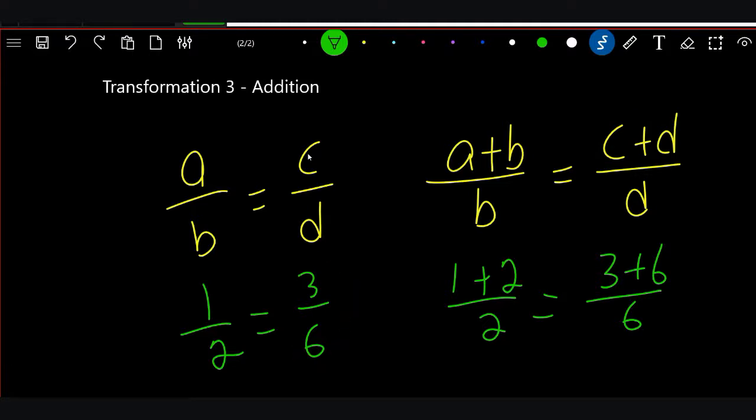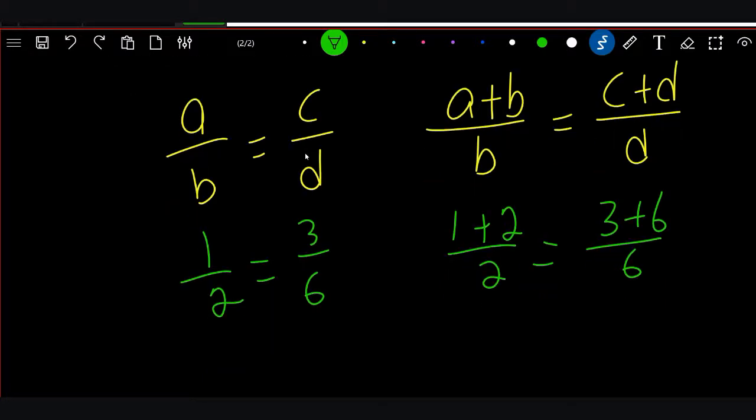Let's see if these are still proportional. Well, what is 1 plus 2? That's 3 over 2 equals, or is still proportional to. Now, notice we changed the value. It's okay. We're not talking about changing the value. We're talking about, is it still proportional? And the answer is yes. That is equal to 9 over 6. Go ahead and reduce that. Reduce 9 over 6, and guess what you get? You get 3 over 2. So that is still proportional. They're still equal to each other.